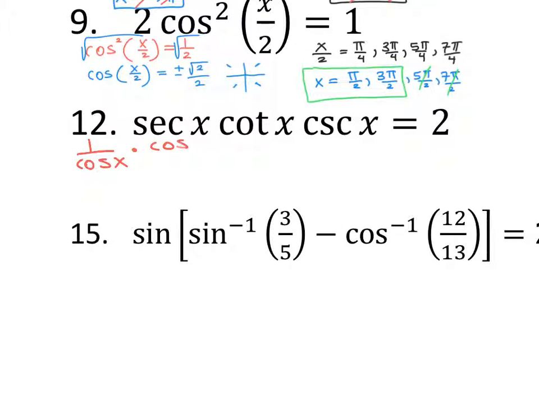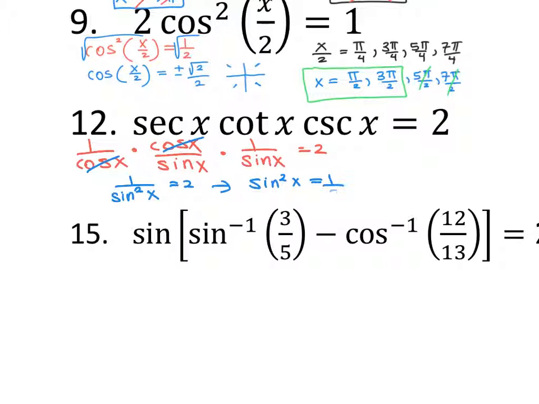Cotangent can be written as cosine over sine, and cosecant can be written as 1 over sine. Now the cosines cancel out, and I end up with 1 over sine squared x equals 2. So that means that sine squared x is equal to 1 over 2. So sine x, if I square root both sides, will give me plus or minus square root of 2 over 2.